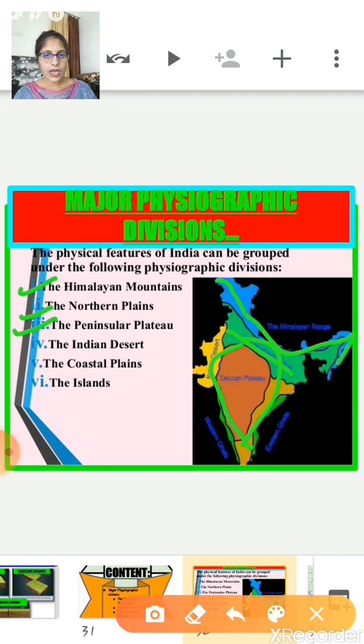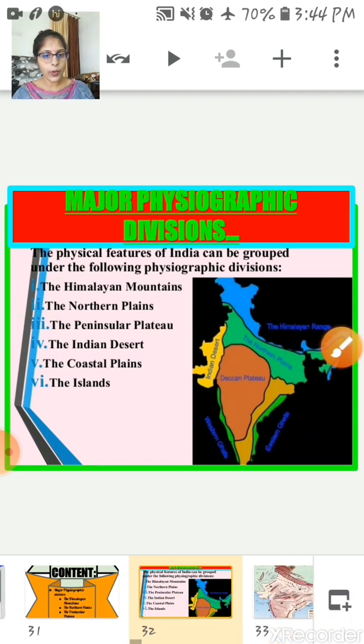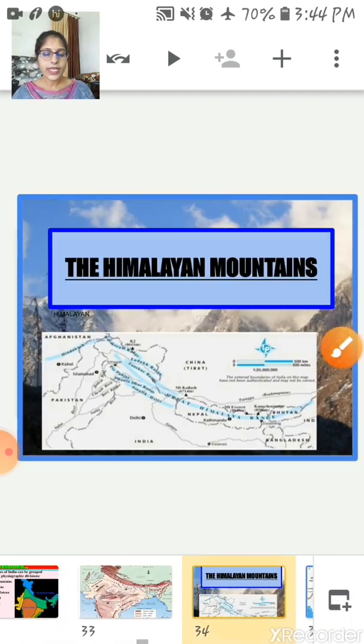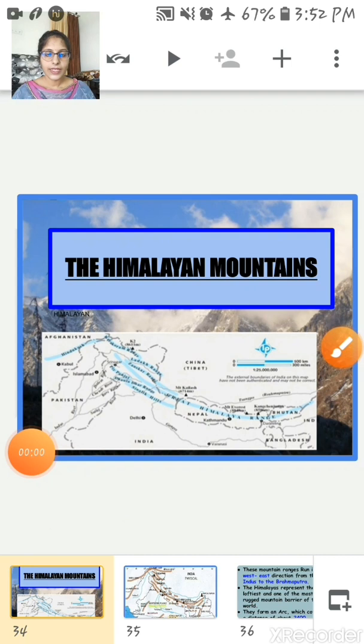This part is the peninsular plateau, and the western part of India is the Indian desert. Next one is the coastal plains, and the last one is the islands, that means the Andaman Nicobar Islands and the Lakshadweep. So let's understand these physiographic divisions of India one by one. Let's start with the first, the Himalayan mountain.